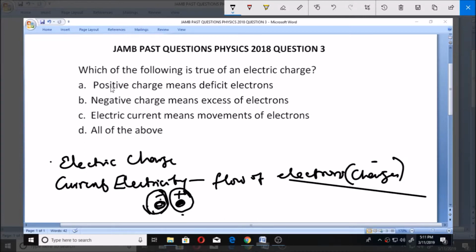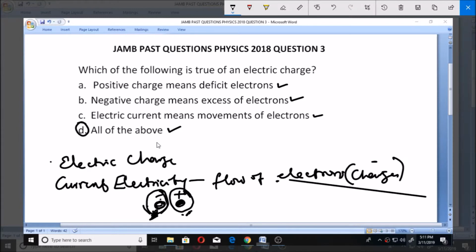So for this first statement, that positive charge means deficit electrons, that is true. When there is a deficit of these negative electrons, there will be more of the positive charge. Then negative charge means excess electrons. Of course, that is true. When there is plenty of these negative electrons, then it has to be negative charge overall. Now electric current is the movement of electrons. From this other definition, this is true. So all of the above should be the general answer that is true. So that makes the answer to the question.